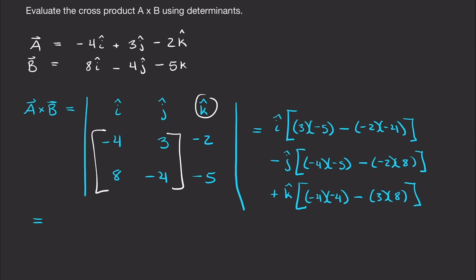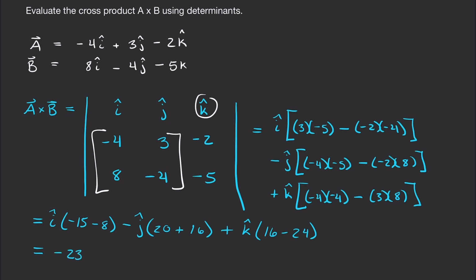And if we write all this out, this will be i hat times a -15 minus a +8, so -8, minus j hat. This will be a +20, and a minus a negative is +16, plus k hat. This will be minus and minus is +16 minus 24. And if we simplify all that, we get minus 23 i hat minus 36 j hat minus 8 k hat.